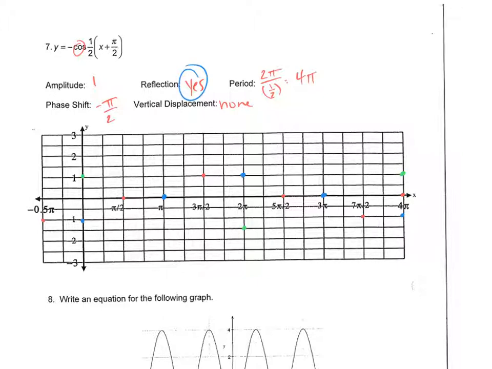And so now I have my final graph. I have an amplitude of 1. I have a vertical reflection, and I've been shifted left by pi over 2.